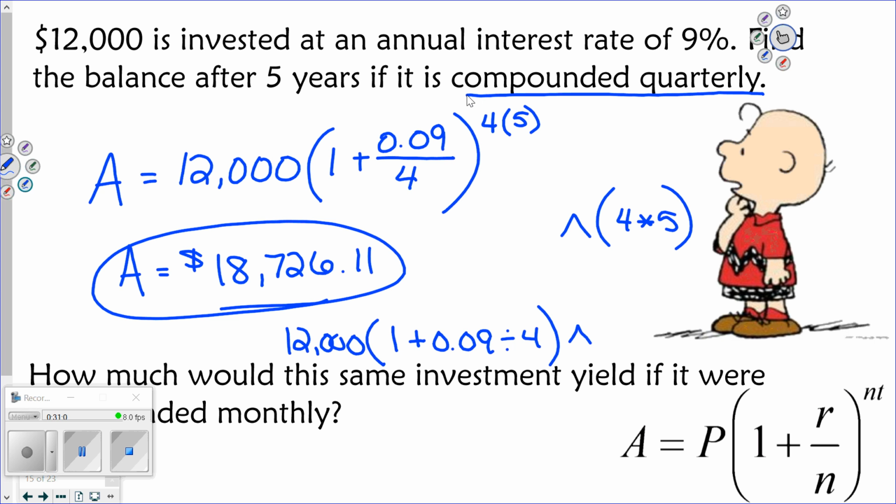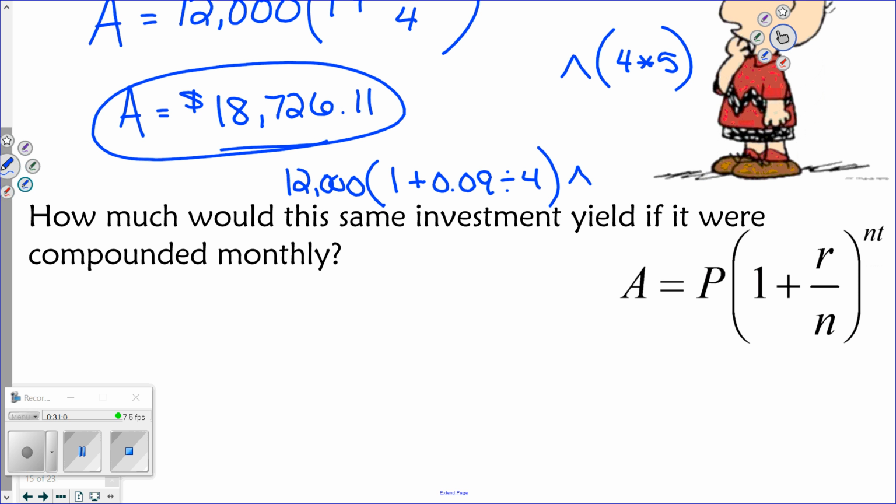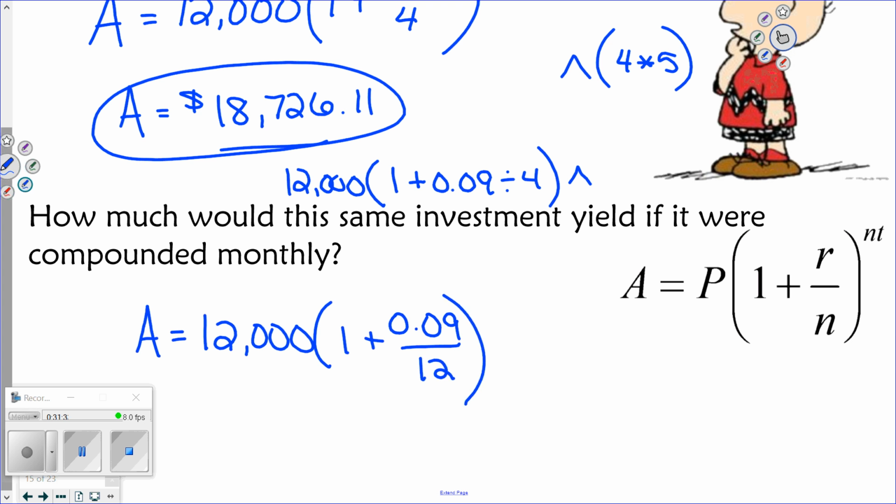Isn't that nice? All right, how much would this same investment yield if it were compounded monthly? So if it's done monthly, let's set this up. It's still 12,000 I'm starting with. 1 plus, still the same rate, 0.09. If it's monthly, what's my end value? 12. So then my exponent is going to be 12 times 5.